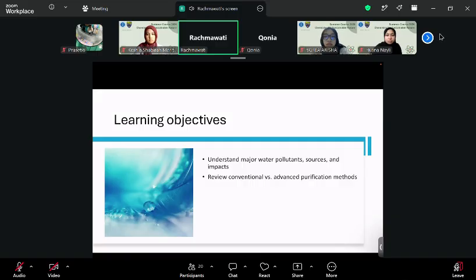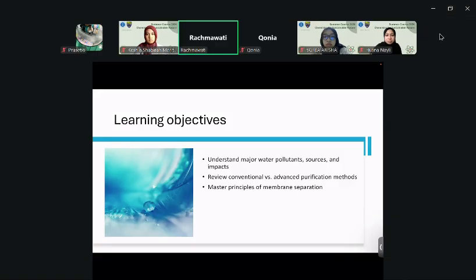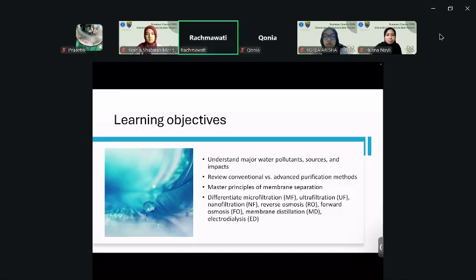and also you can review the difference between conventional versus advanced purification methods. And then you can also master principles of membrane separation. Because there are a lot of types of membrane separations, there are microfiltration, ultrafiltration, nanofiltration, reverse osmosis, and so on. But I hope that you can also understand them and know the difference.